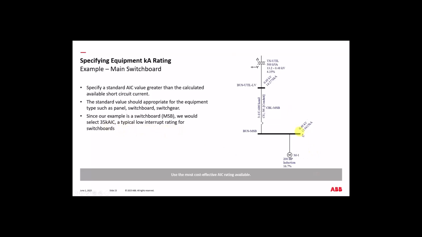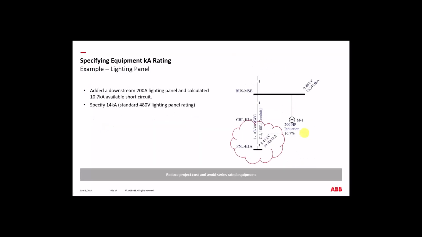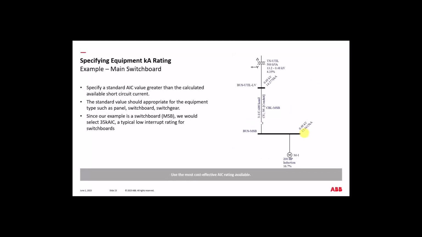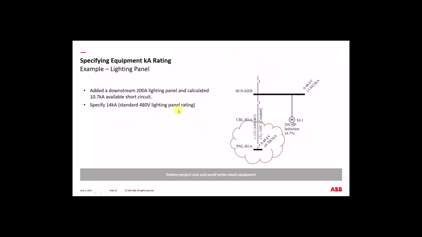So now we specified 35 kA at this bus, which is only going to produce 14 kA. So we're well within. We have padding on top of padding on top of engineering service factor. So we have a lot of safety factor. We have a lot of margin on that, and we're still in basically a low end switchboard for this service.